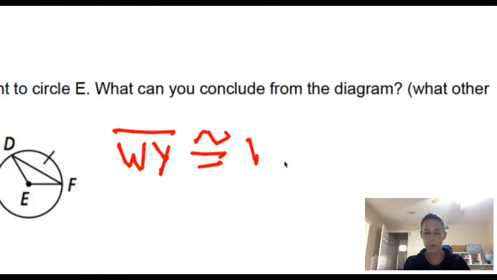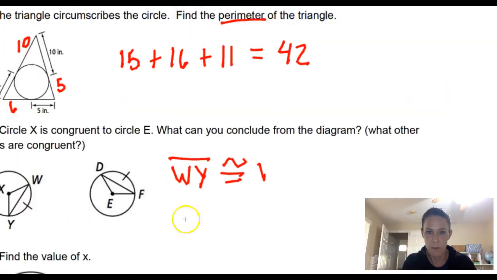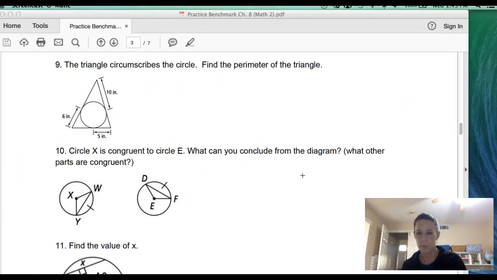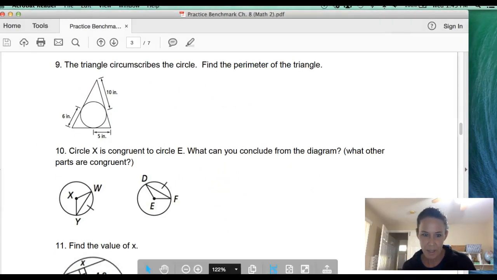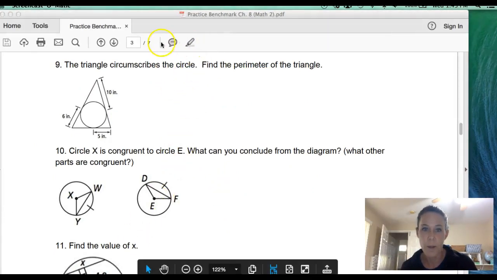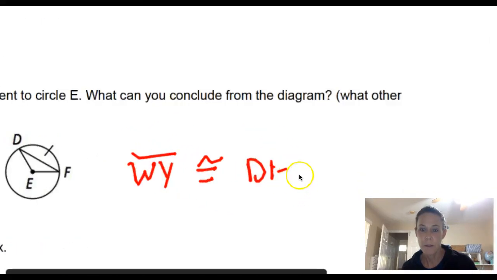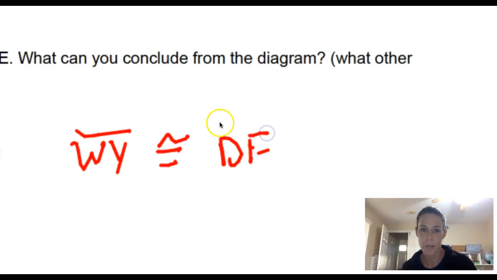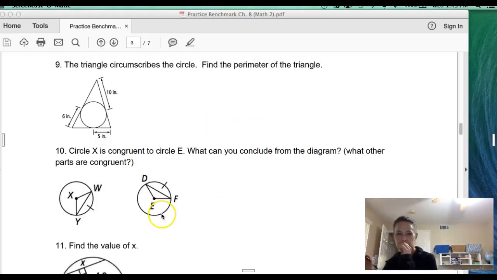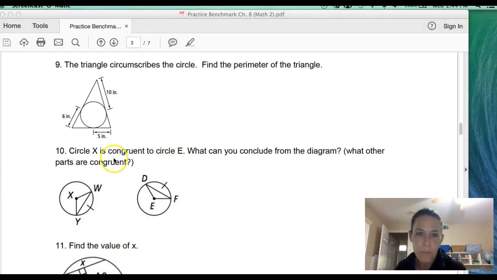Ooh, I am doing something weird here. Hold on. WY, that was weird. I zoomed us in by accident. Let's try that again. Okay, so I also know WY is congruent to DF. All right, and it's doing it again. I don't know why. Okay, let me pause and see. All right, I'm touching something that is making it zoom, so I'll try to be careful here.